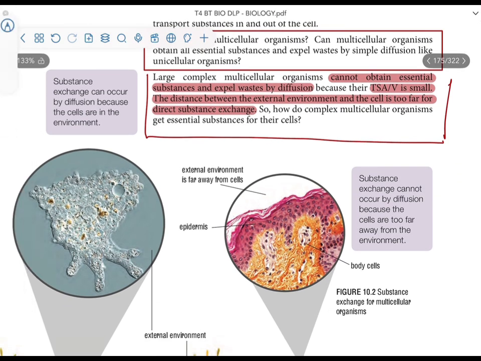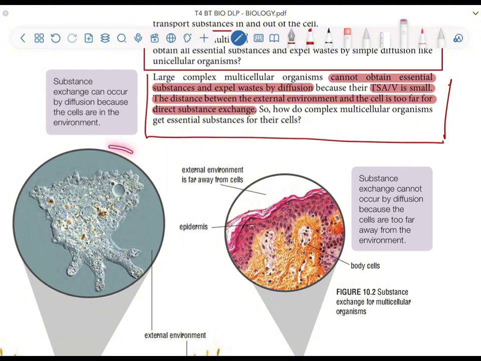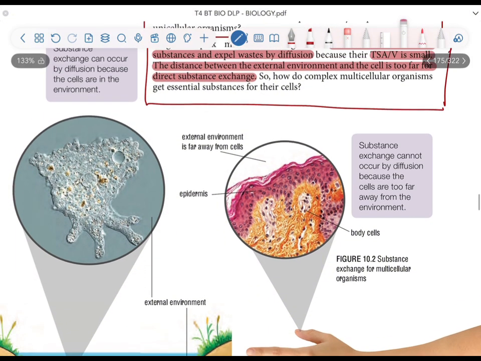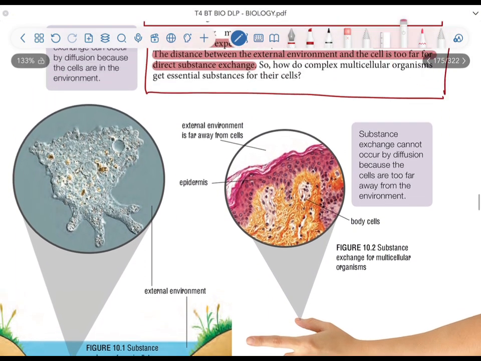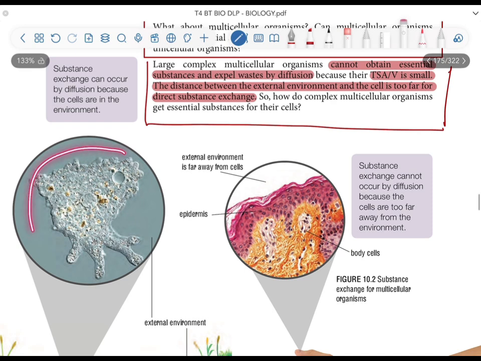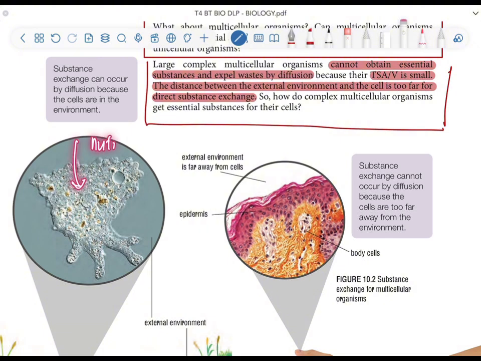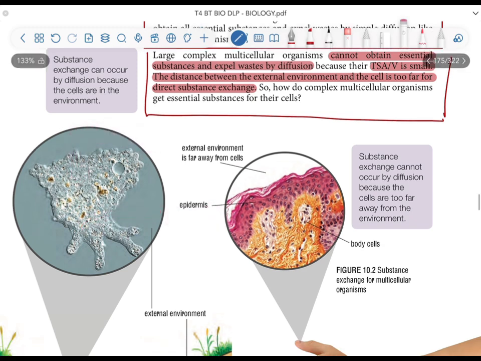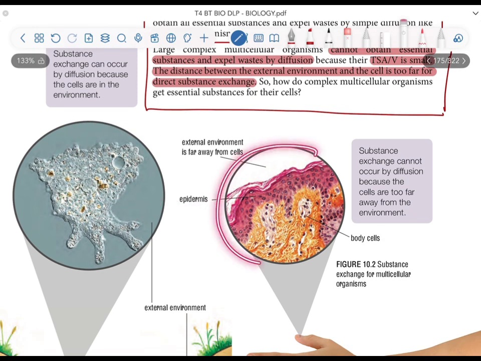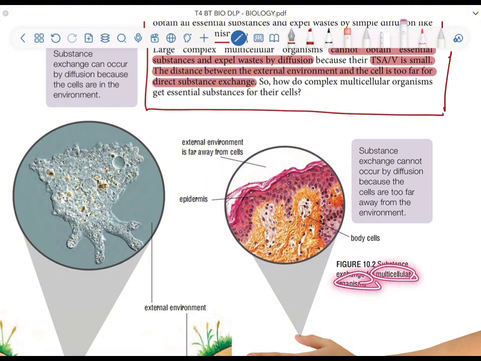So as I just mentioned, this is the image for the unicellular organism. Since they are just one cell, even though the diagram is big, the nutrients can easily get into the body of the microorganism and the waste can be expelled very easily. But you need to know that this is the substance exchange for multicellular organisms.